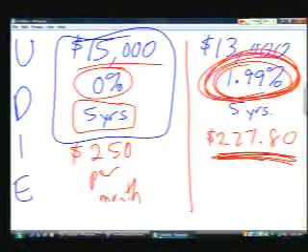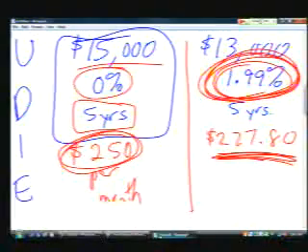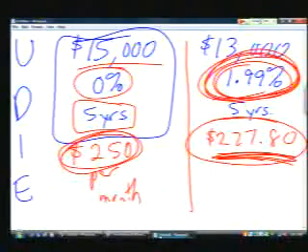So what we did, we understood the problem, we devised a plan, we said we're going to get the monthly payment for each. We implemented the plan, so actually we calculated the monthly payment. For this one over on the left-hand side, we just took the $15,000 divided by 60. On the right-hand side, we took the time value of money calculator.